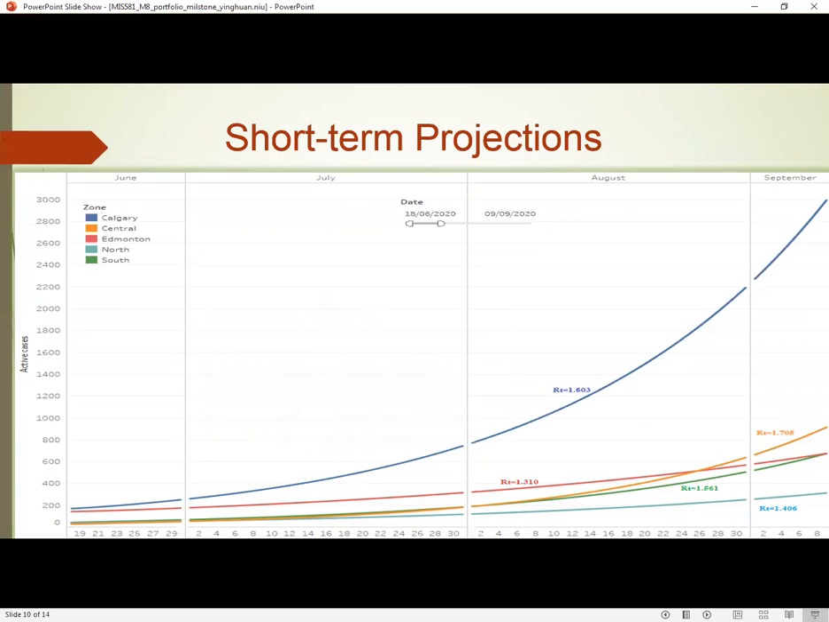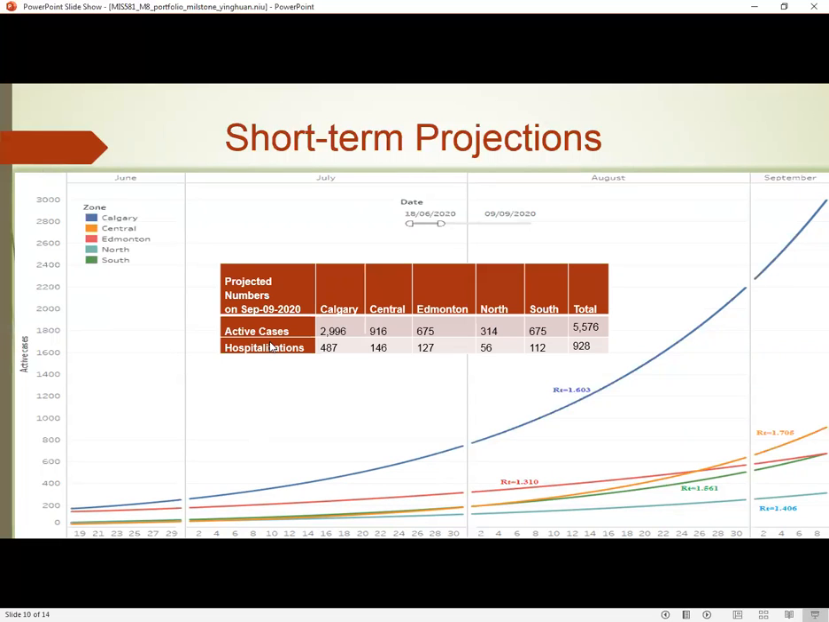In the projected prevalence from July 28th to September 9th here, we can see Calgary could have close to 3,000 active cases by then, and would account for more than half of the active cases in the province. The North Zone would have the lowest number of active cases, at around 300. The total hospitalization in the province could reach 900.